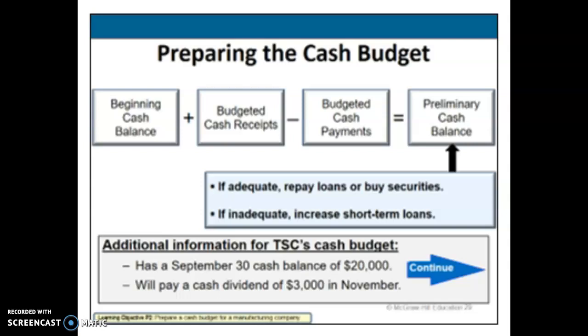If we have excess cash, then we're going to try to repay loans first, and then we would reinvest in short-term investments. Some additional events that affect cash for Toronto Stick Company: September 30th has a cash balance of $20,000, and we will pay a cash dividend of $3,000 in November. So we might have to make a few notes to refer back to, and you have to remember to incorporate all the different parts when you're getting ready to do the final cash budget.